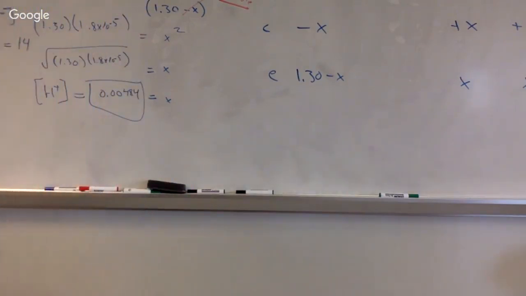So I typed it in and I got two different numbers. None of which are that number, but they're very close. And what's the other one? It's 0.004846. That one's negative. Okay, there it is. You can't have a negative concentration.